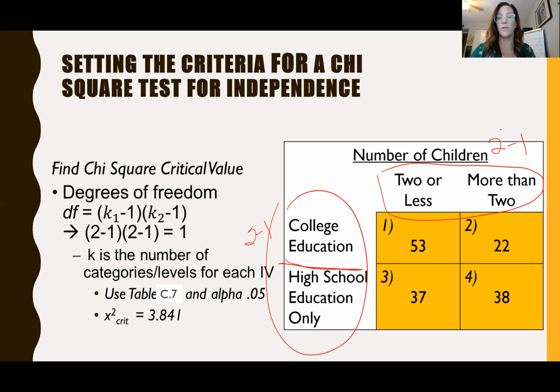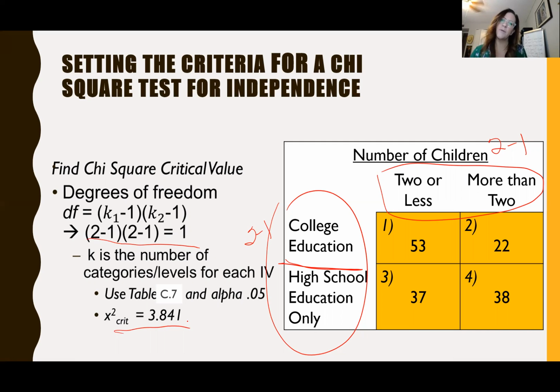Luckily for us, we just have a 2 by 2. So when we multiply these together, it's 2 minus 1 times 2 minus 1, so our degrees of freedom is 1. If you look at the table at the back of your textbook, at alpha 0.05, your critical value is 3.841. So now we know that anything more than 3.841 is significant. Now we can start calculating, but first we have to find our expected frequencies.